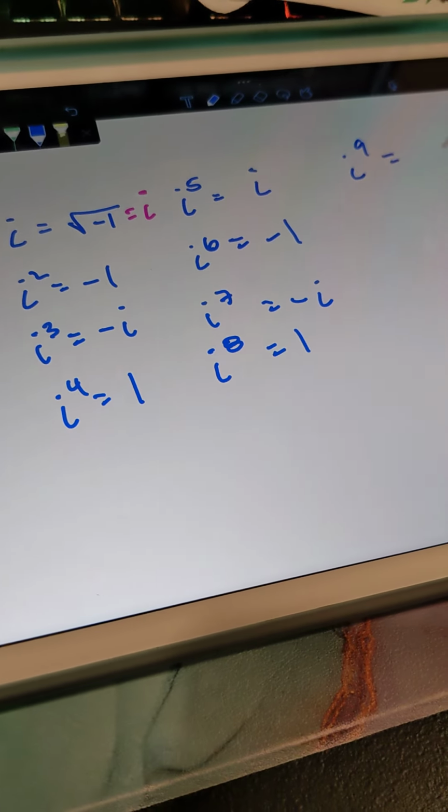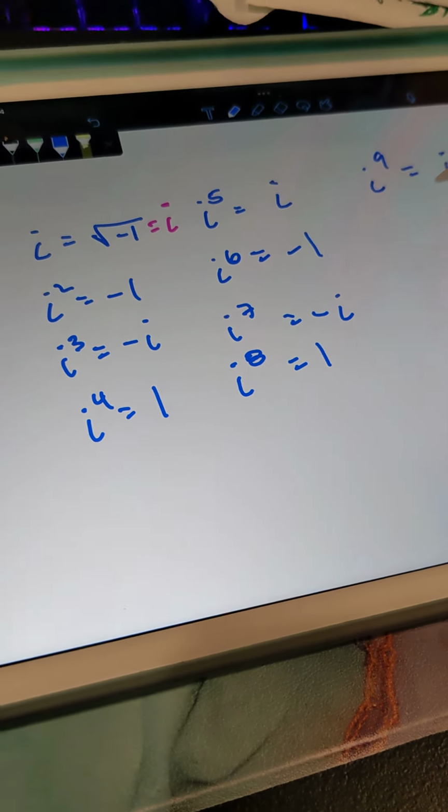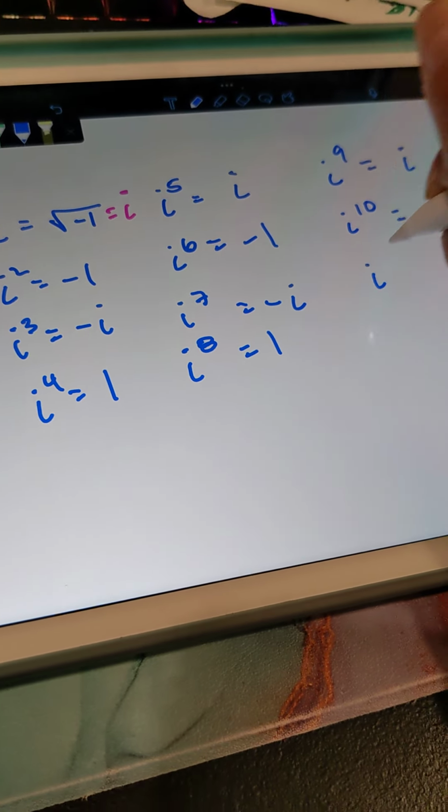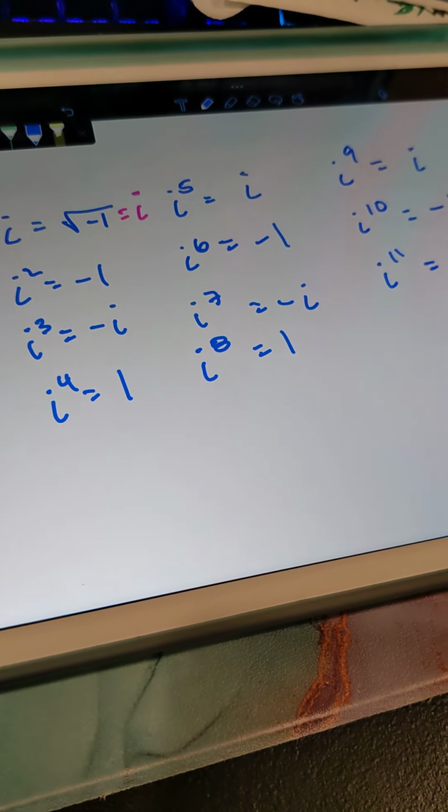i to the ninth is following that same pattern. What's i to the 11th?